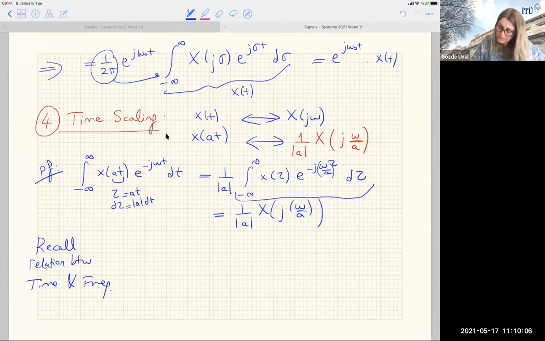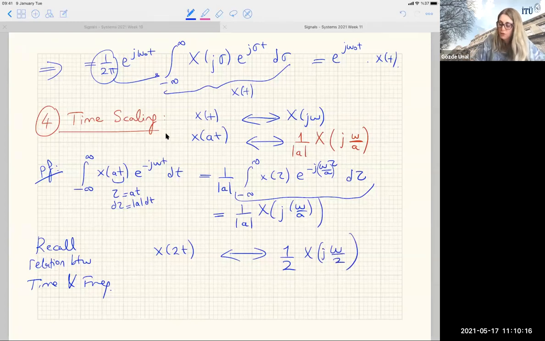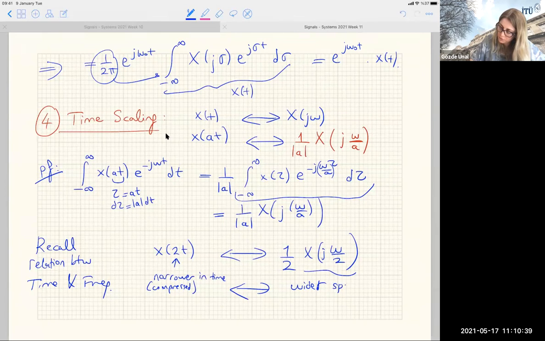Guys, x(at) versus x(t). So for instance, x(2t), let's say, I will have 1/2 X(j omega/2). So this 2t compresses in time, right? It's going to be narrower, or compressed in time. This is a wider spectrum, frequency spectrum, I mean.